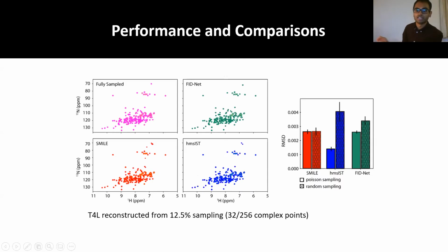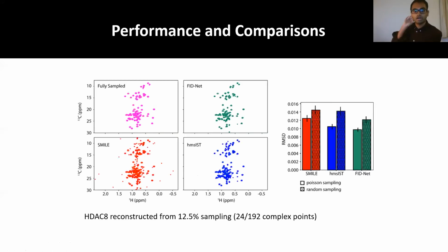Something a bit more challenging with more peaks is this T4L sample. Here it's doing a very similar job to SMILE. HMS IST does a good job, but it's very reliant on having a Poisson-gap sampling schedule. And then here's an HDAC8, so this is a methyl-TROSY spectrum, and here's the FIDNet reconstruction.